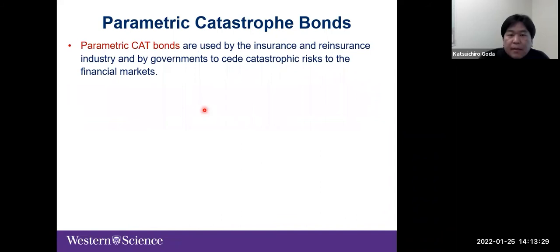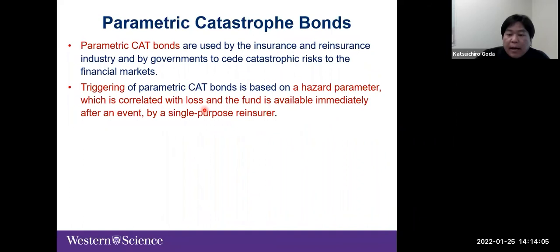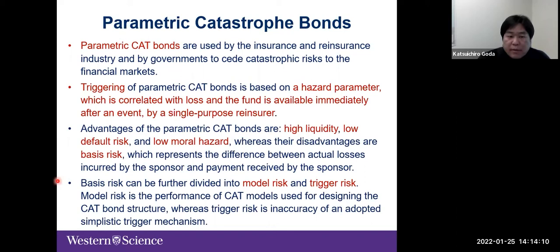And then I just want to clarify what I mean by parametric. There are many different forms of security, in how the securities are triggered or released. What I'm focusing on here is parametric cat bonds, which means that the trigger for release of the funds is based on some sort of parameter, not based on the actual loss incurred by the sponsors. That would cause some advantages and disadvantages. The disadvantage would be basis risk. This basis risk is usually defined as the difference between the actual loss incurred by the sponsor and the payment received by the sponsor. So there's always some sort of mismatch.